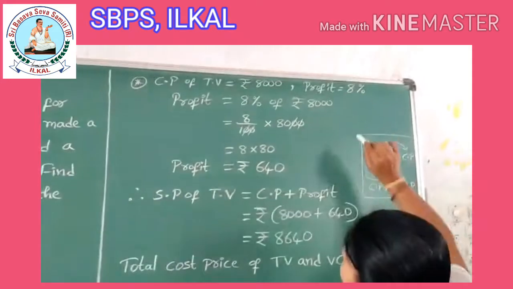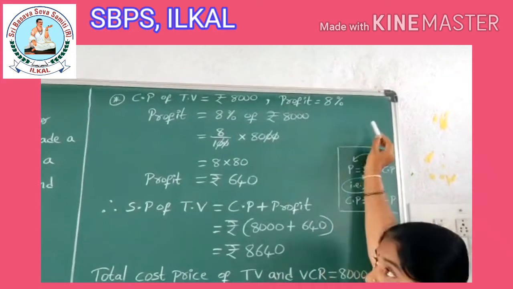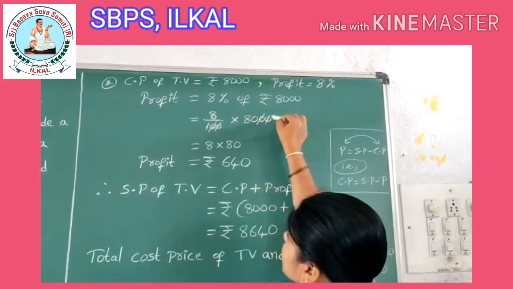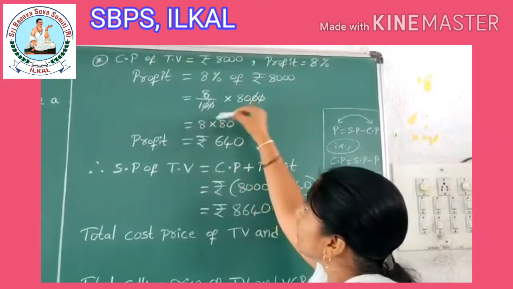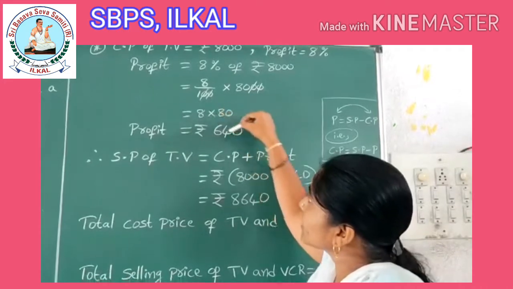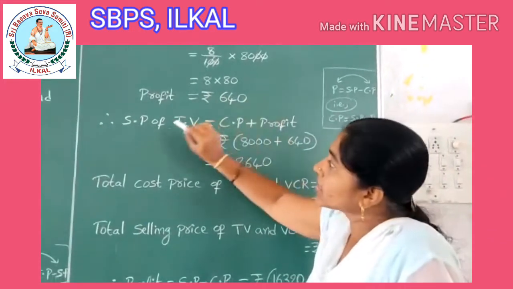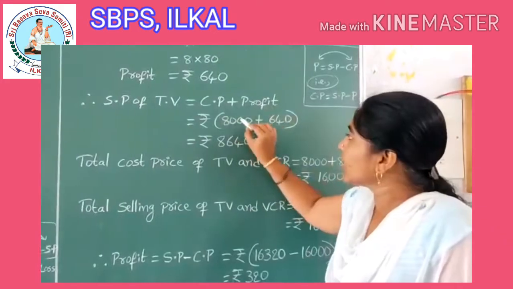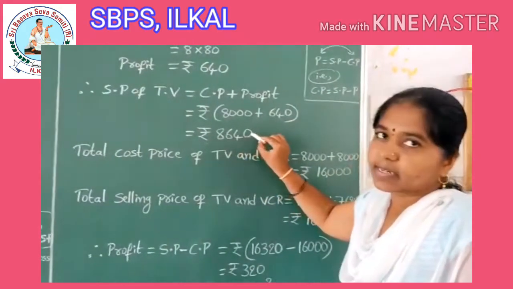Next, the cost price of TV they give as rupees 8,000, profit 8%. 8% of 8,000 means 8 by 100 into 8,000. Strike out 0, 0, 0, 0 here. 8 into 80 will remain. 8 eights are 64, so 640. Means profit is rupees 640. Selling price of TV is equal to cost price plus profit. 8,000 plus 640 gives rupees 8,640.